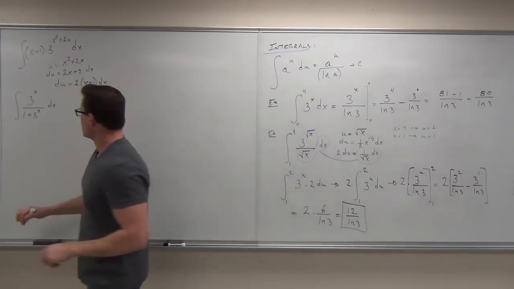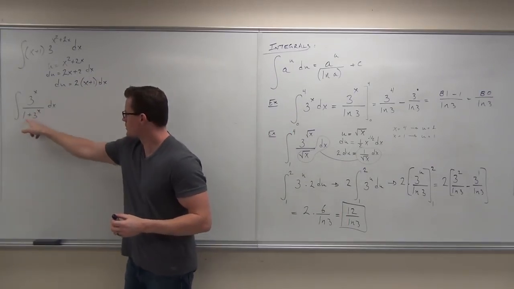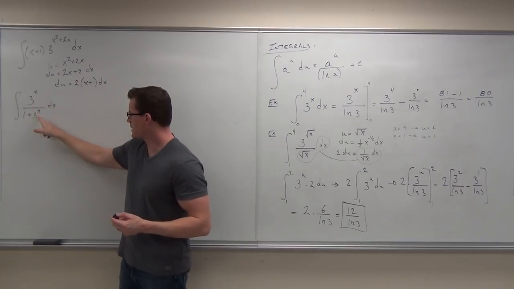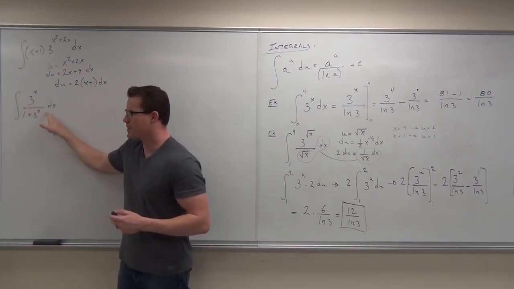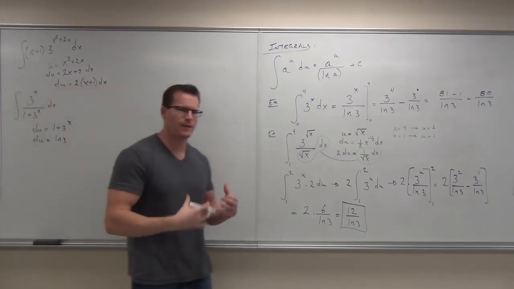Now, next one. Which one's the appropriate substitution? Of course, we're going to pick either this one, or this one, or this one. So which is good? Should I pick the 3 to the x on the top, the 3 to the x on the bottom, or the 1 plus 3 to the x? 1 plus 3 to the x, this thing. If I pick this thing, u equals 1 plus 3 to the x, du equals ln 3 times 3 to the x dx. Do not forget about the ln here.